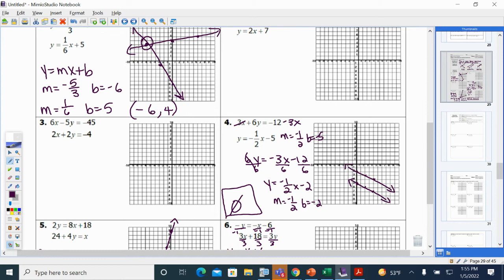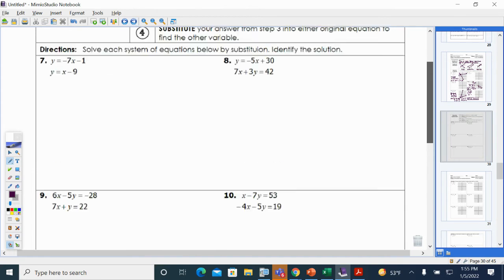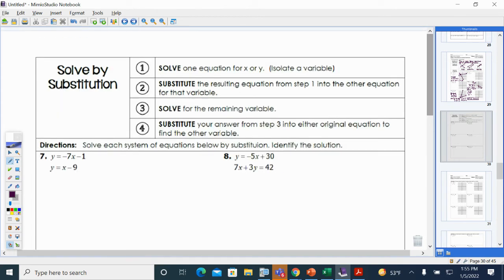And you can see that they indeed are parallel, giving us no solution. So let me jump over to the second part of the notes where we are going to solve by substitution. The steps for solving by substitution are written out for you here.